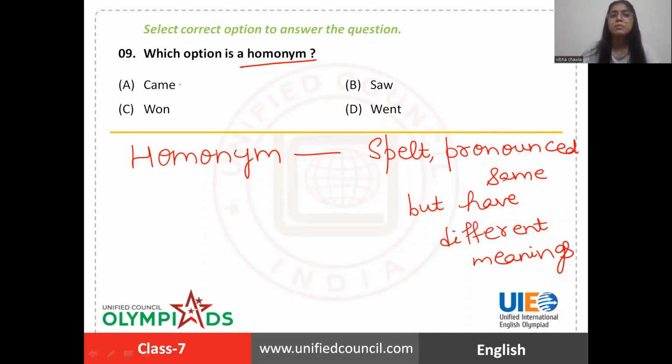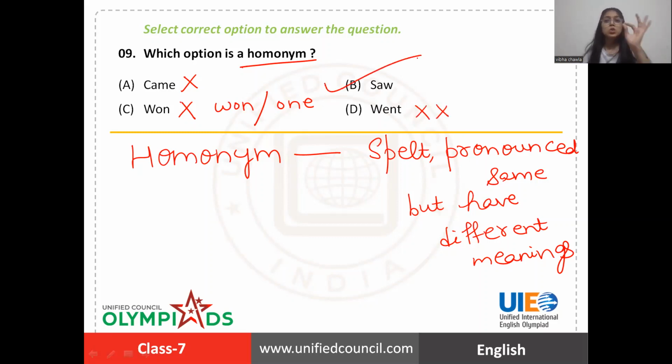If I talk about came, it's not a homonym. If I talk about one, it's a homophone, but not a homonym. Homophones are words which are pronounced the same, but their spellings are different and their meanings are also different. As you can see in this example, it's a homophone, but not a homonym. When is also not a homonym. The right answer is so.